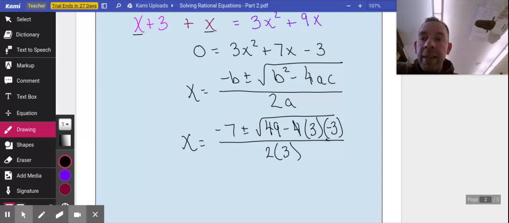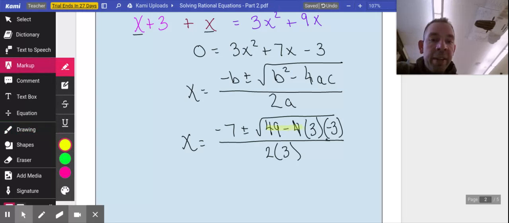All right. One thing I like to do is just plug everything that's underneath the radical into my calculator all at once.